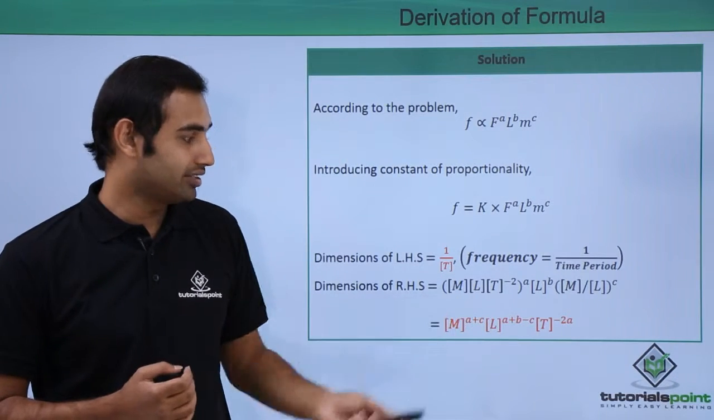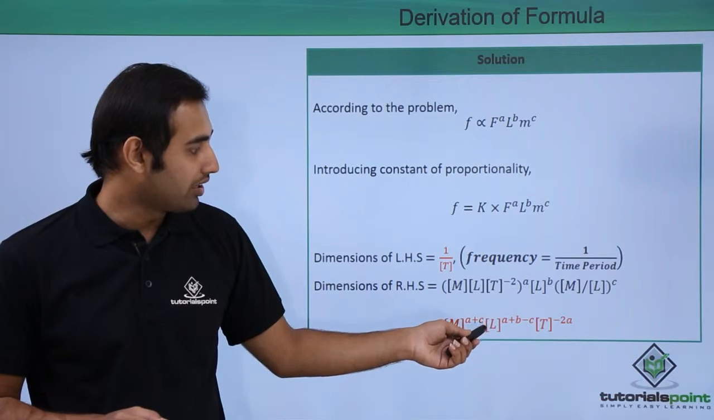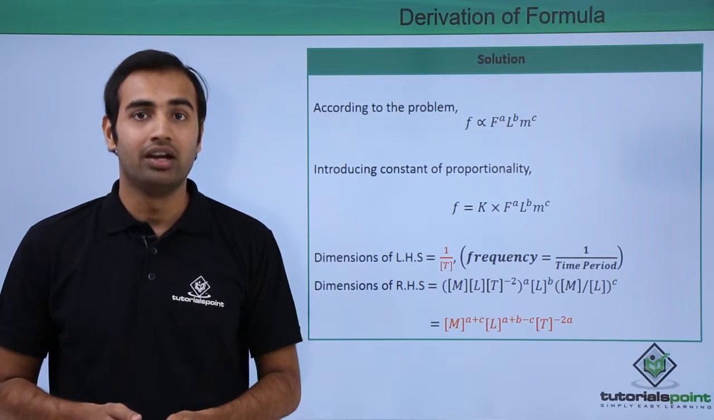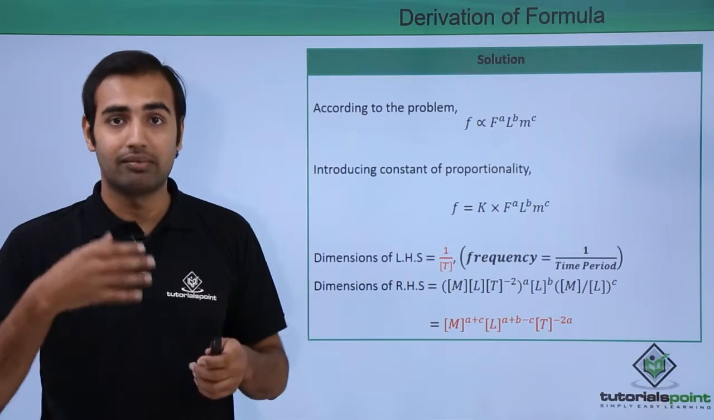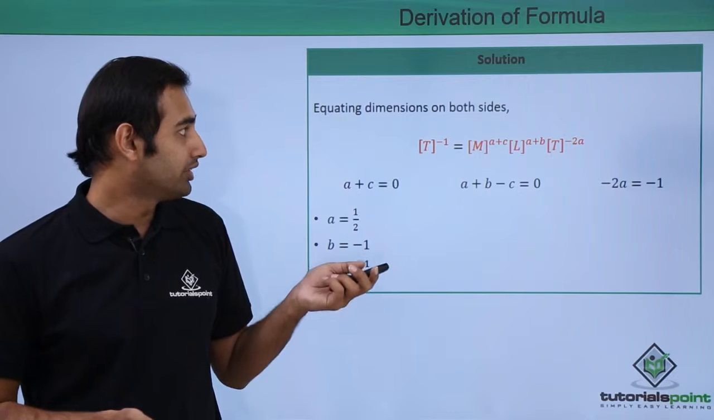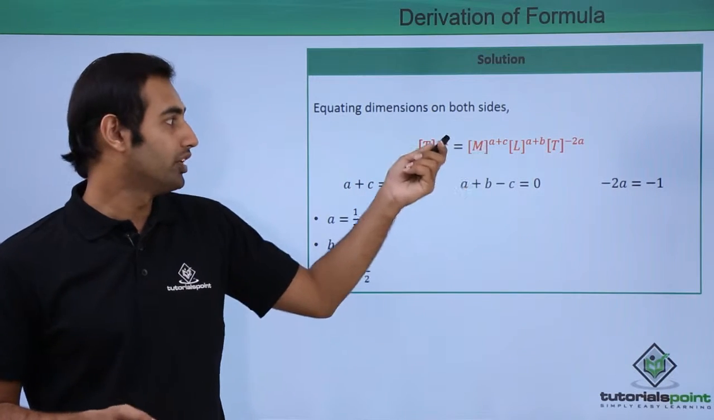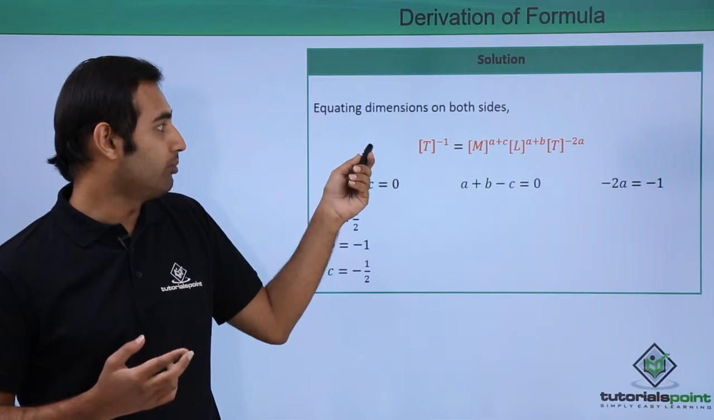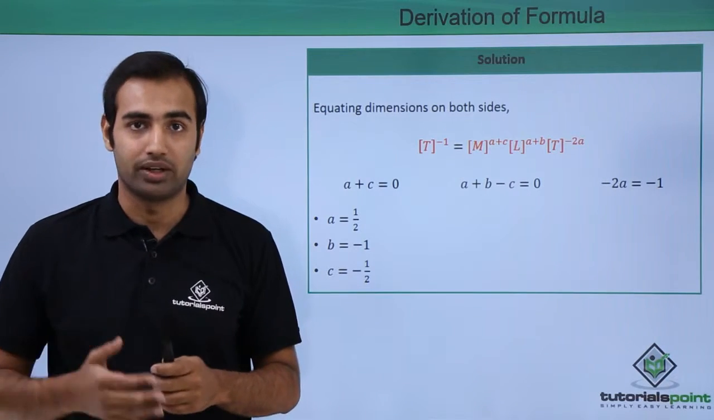Now if we rearrange the terms, the final expression we obtain is M raised to power a plus c, L raised to power a plus b minus c, and T raised to power minus 2a. Now once we have done that, we can equate this RHS with the dimension we had on the LHS. So doing that, we see T raised to power minus 1 is equal to this. Now over here we don't have any terms for M and L, so we can assume them as M raised to power 0 and L raised to power 0, because anything raised to power 0 gives us 1.